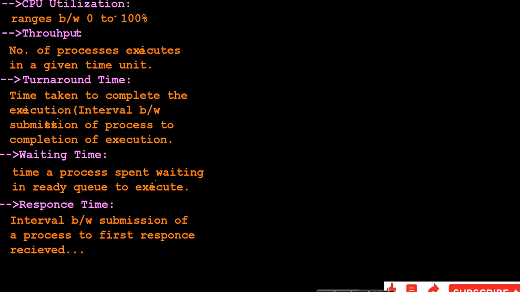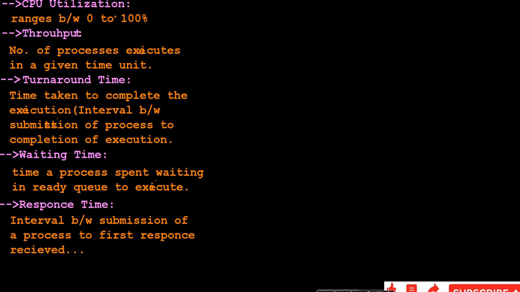Coming to CPU utilization, at the time of scheduling, the CPU has to schedule the processes such that the CPU utilization should always be high. Generally it ranges between 0 to 100 percent.